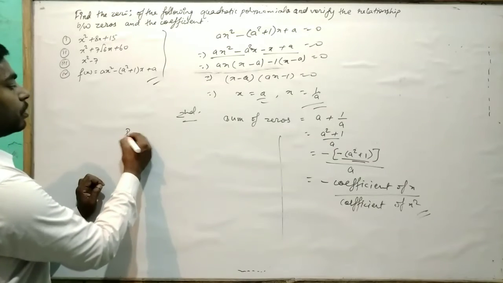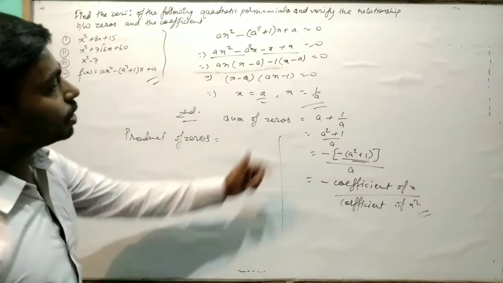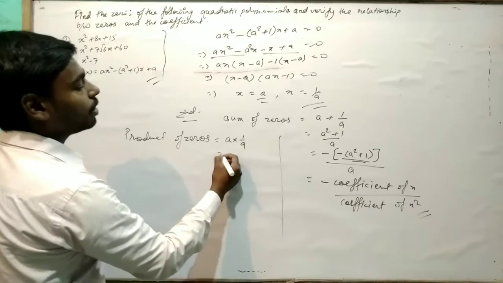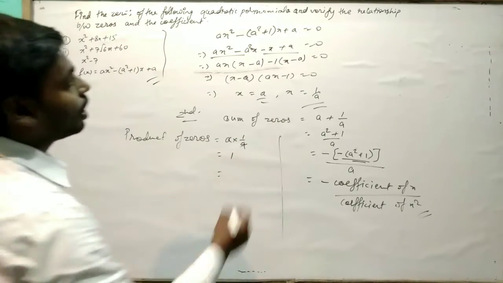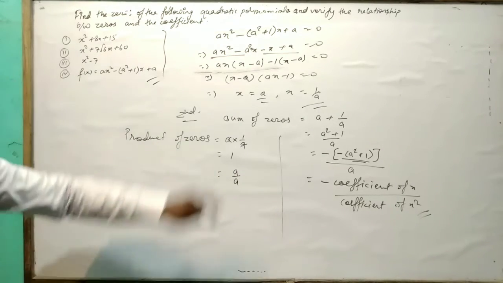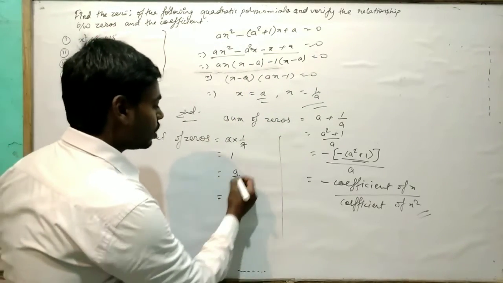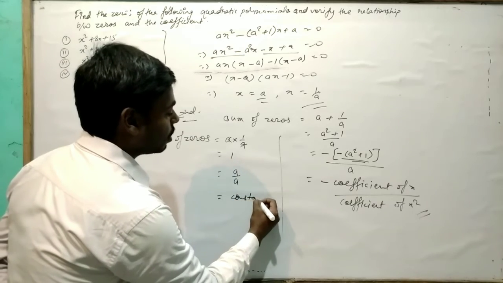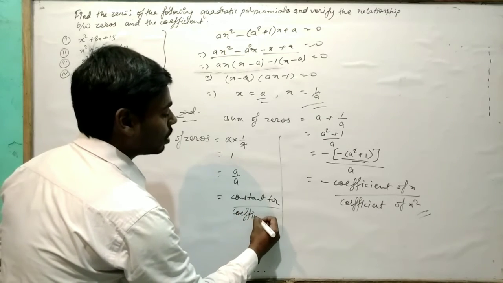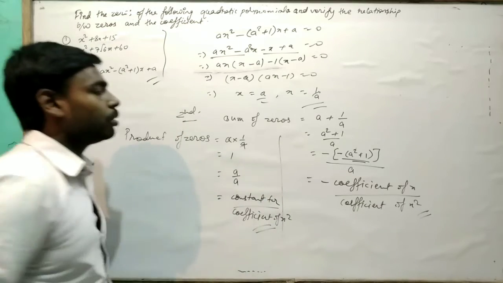And now product of zeros. Product of zeros is equal to what? We have to multiply these zeros, a into 1 by a, which is what? 1. And 1 we can write as a by a, because we have to get a here and a here also. a is the constant term, and a is also the coefficient of x square, and it is also verified.